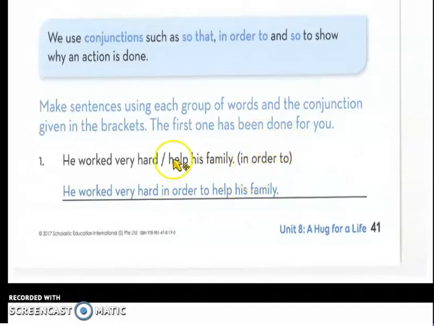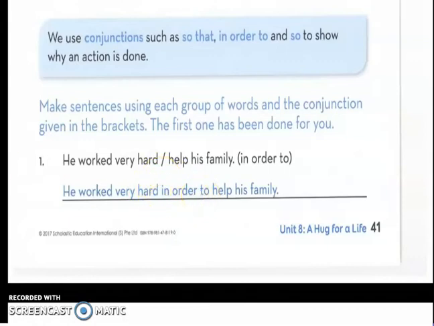We combine the two sentences into one sentence: the action and the reason. Look here for the example. He worked very hard in order to help his family. So this is the action and this is the reason. And we combine the sentence with in order to.